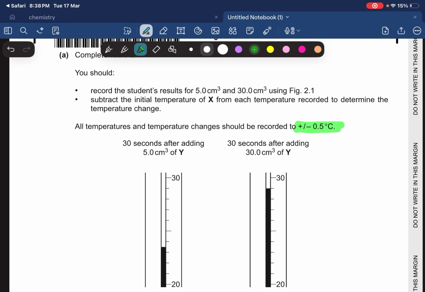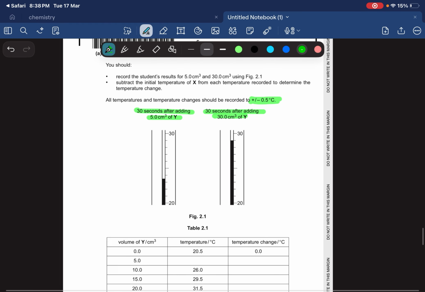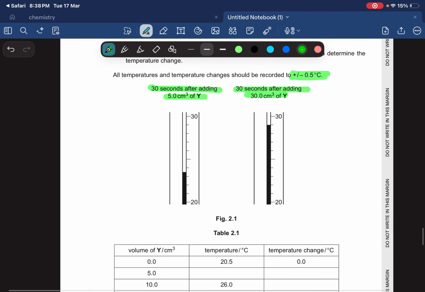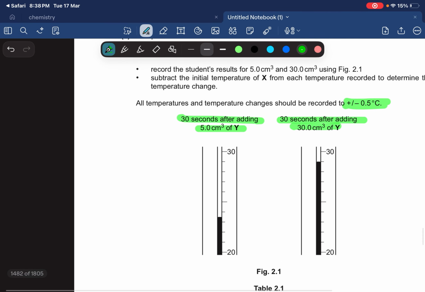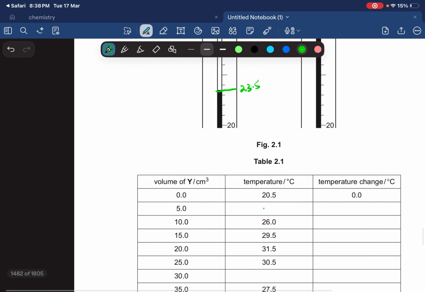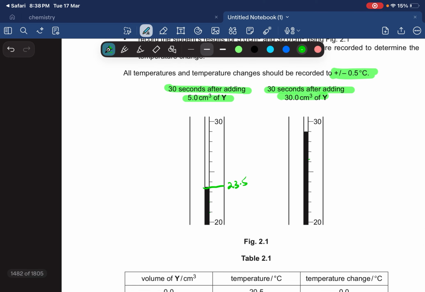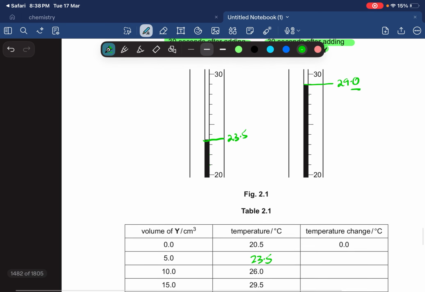That's very important. 30 seconds after adding 5, 30 seconds after adding 30 cm cube of Y. Okay, 5, I need to record for 5. That is 20, 21, 22, 23, 23.5. You have to record it to a precision of 0.5. So that's 23.5. And over here, that's 25, 26, 27, 28, 29.0. Don't forget the 0 because we have to write it in plus minus 0.5.